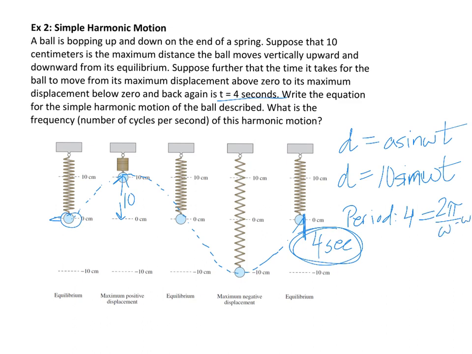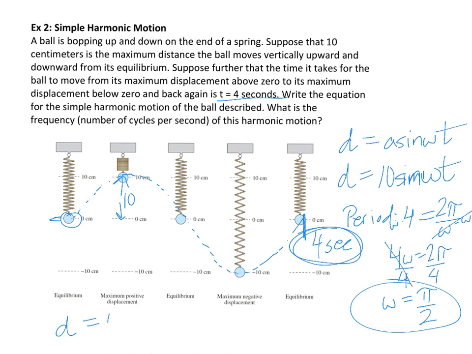So I multiply by omega on both sides. I get 4 omega equals 2 pi. Divide by 4, and omega is equal to pi over 2. That's an important piece of information. Now I can complete my formula. 10 sine of pi over 2 times t. Done. And t is just like x before.